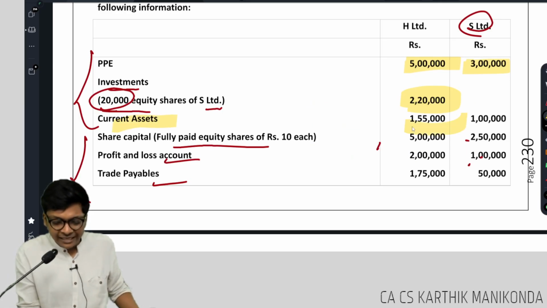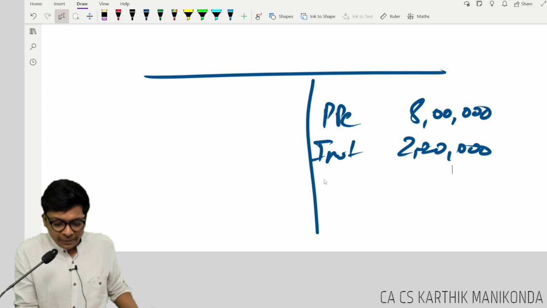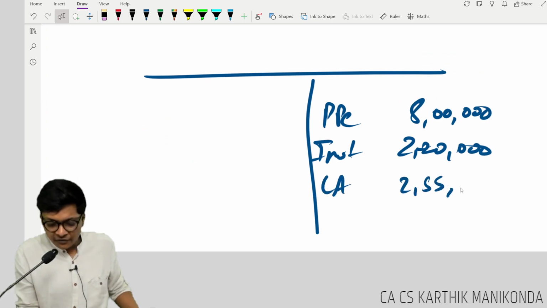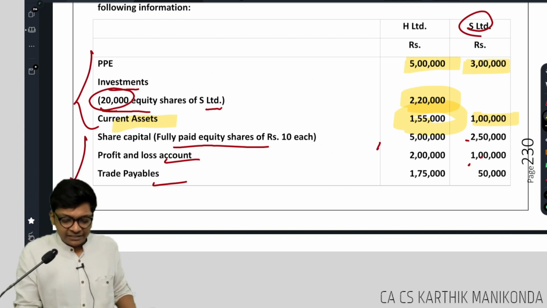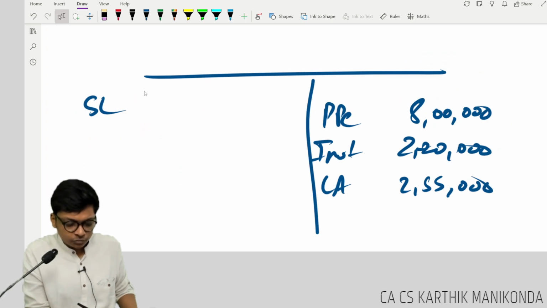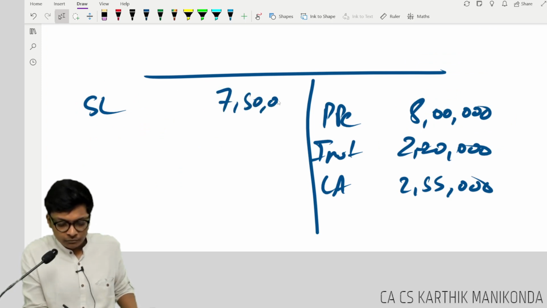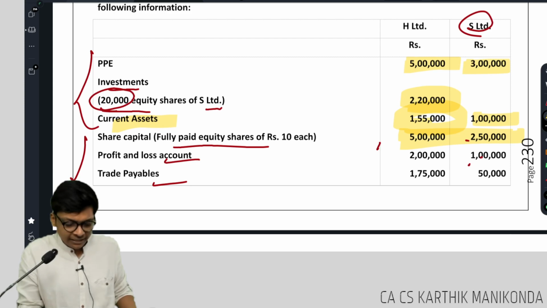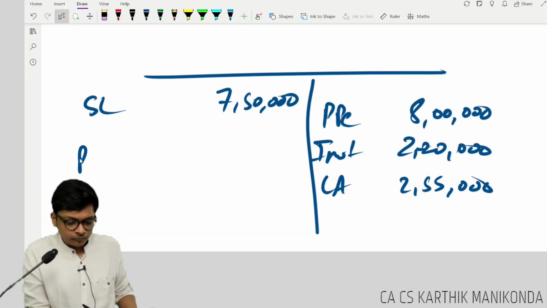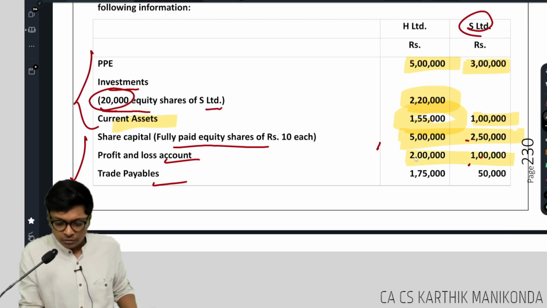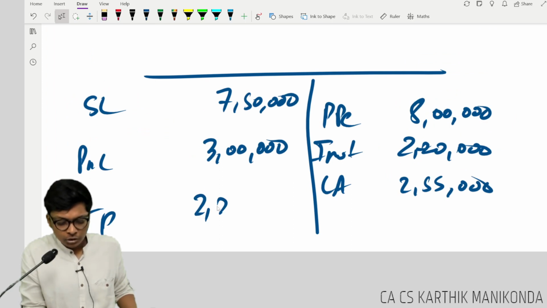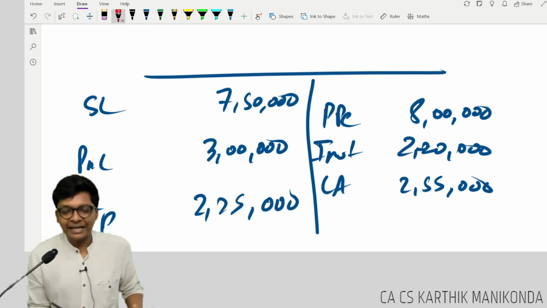Next, the current assets are 1,55,000 plus 1 lakh. How much? 2,55,000. Come to this side. Share capital, line by line. First, 5 lakh plus 2,50,000, which is 7,50,000. Then we have P&L, 3 lakhs, correct? 2 lakh plus 1 lakh. Trade payables 1,75,000 plus 50,000. How much? 2,25,000.